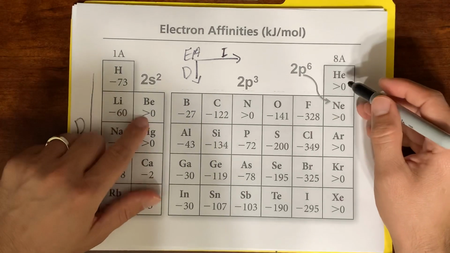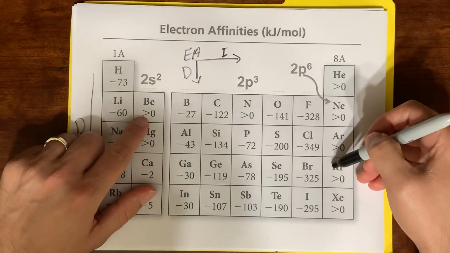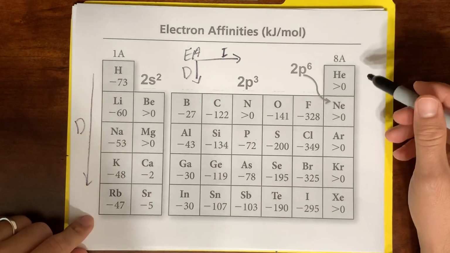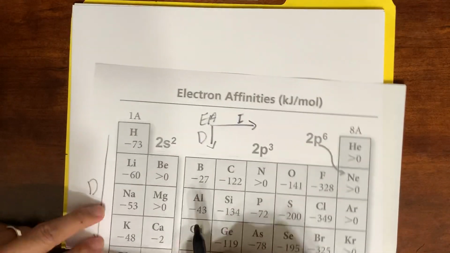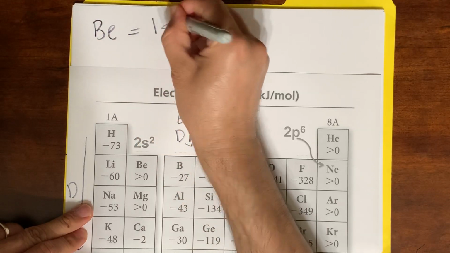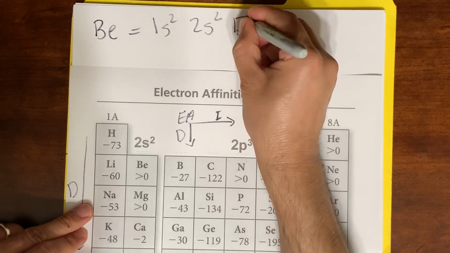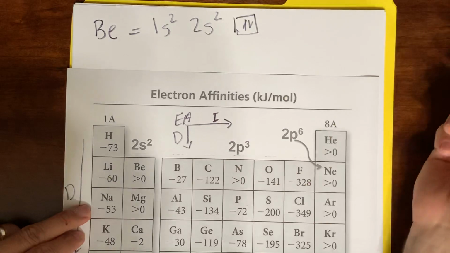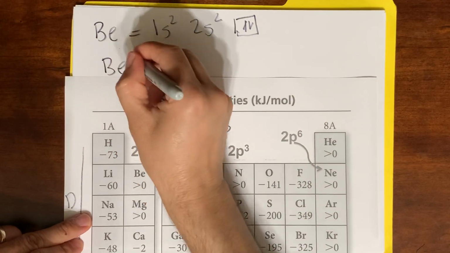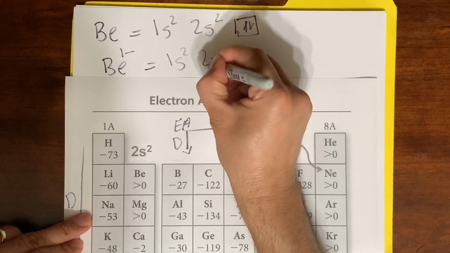As you see here is 0, nitrogen 0, and the last one is 0. Now let's talk about those zeros. Why do we get zeros? For beryllium, we have 1s2, 2s2. The last orbital is full. If you want to give it one electron, you have to add the electron to a p orbital.